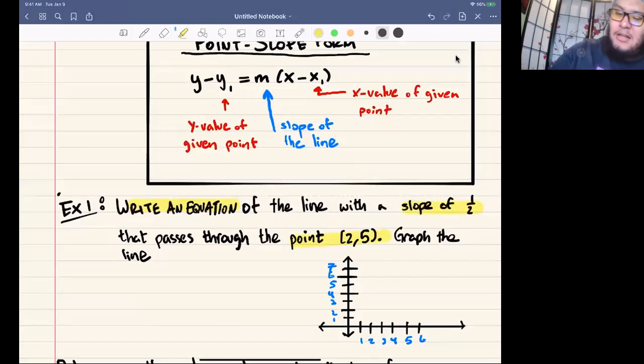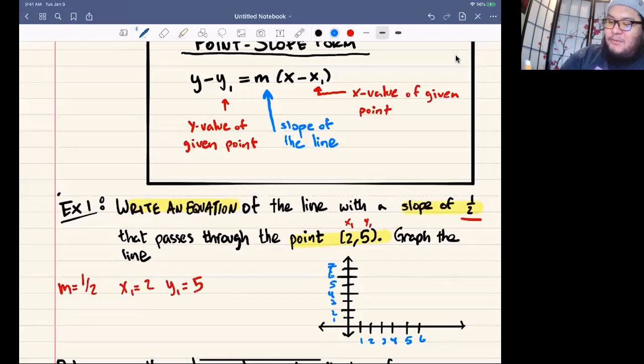All right. So we're gonna write down over here, what is our slope? Our slope is 1/2, right? Next, we have a point here. This is going to be our x1, and this is going to be y1. Okay? So our x1 is going to equal 2, and our y1 is going to equal 5. All right? So what you're going to do is you're just going to plug in these values to this equation up here. All right? And it's pretty straightforward.